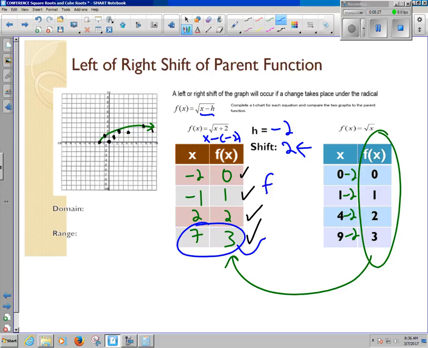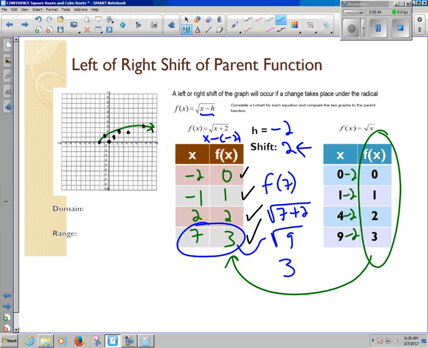for example, f of 7, that would be the square root of 7 plus 2, which would be the square root of 9, which would be 3. So that does check out. So this idea of just moving the points works.